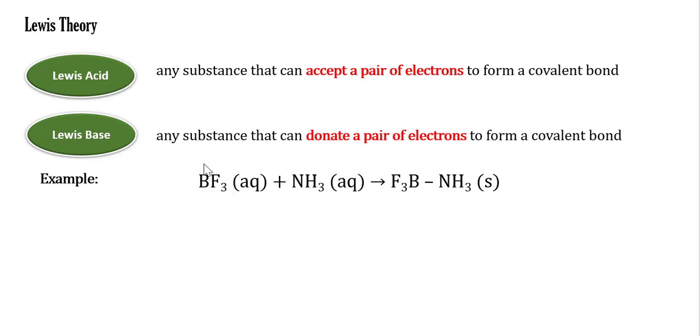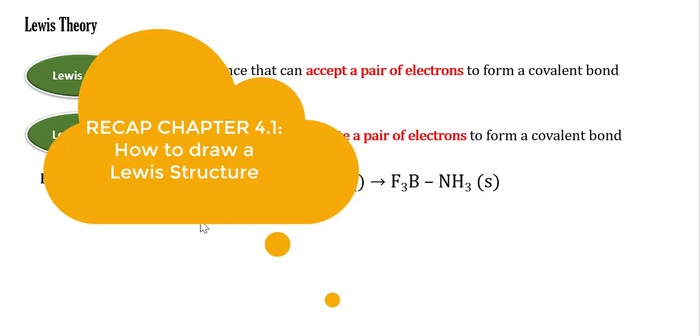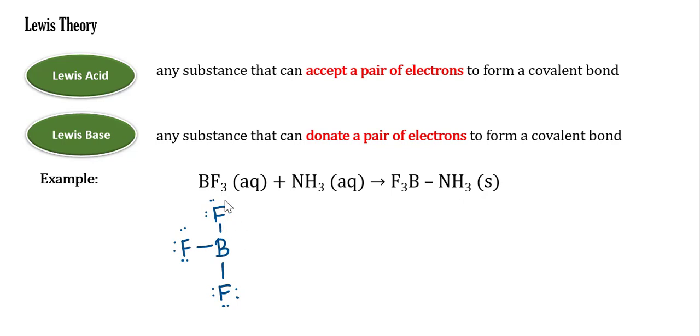We learned to draw the Lewis structure of a compound in chapter 4. From the Lewis structure of boron trifluoride, we can see that on boron, there are not enough 8 electrons. So boron has an incomplete octet structure. Thus, boron can accept a pair of electrons to form a covalent bond with ammonia. So, boron trifluoride is a Lewis acid.